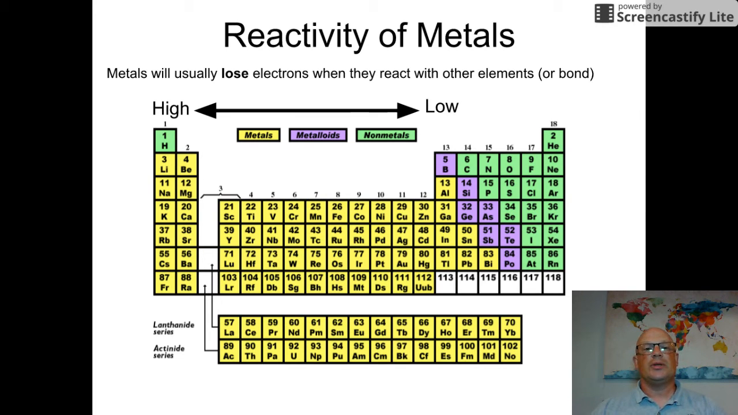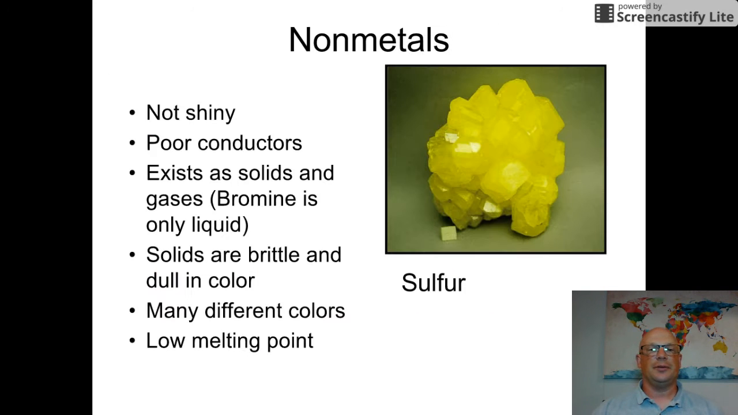Metals are usually going to lose an electron when they react with another element, or when they bond with another element. They want to get rid of that electron. As we talk about ions, it'll be important to know that metals are typically going to give away one of those electrons that they have to get rid of.